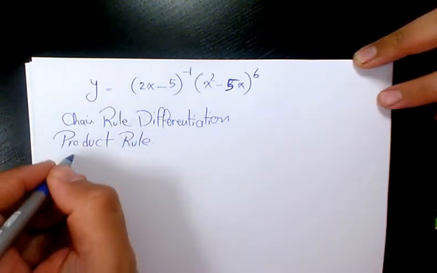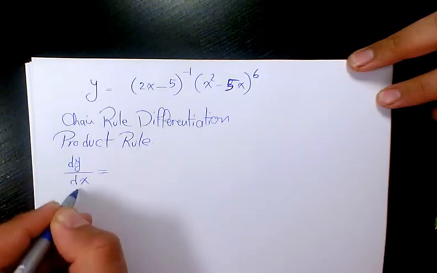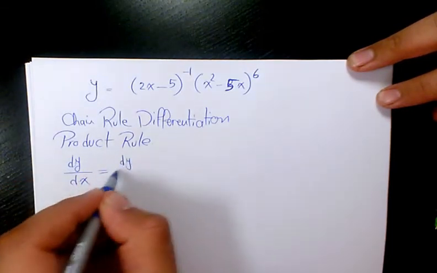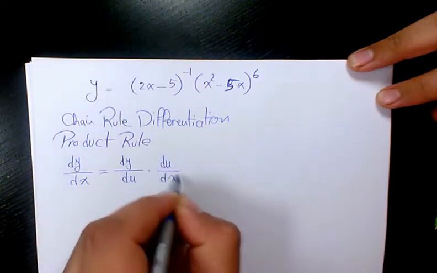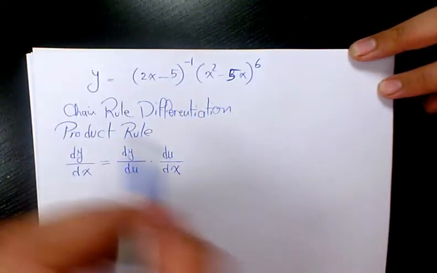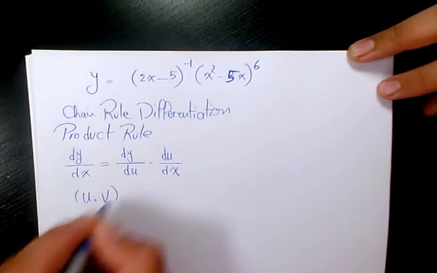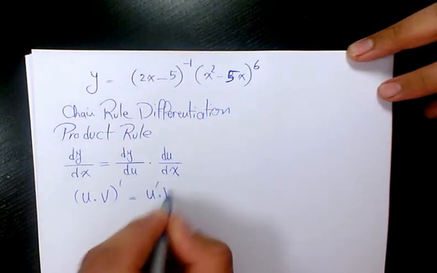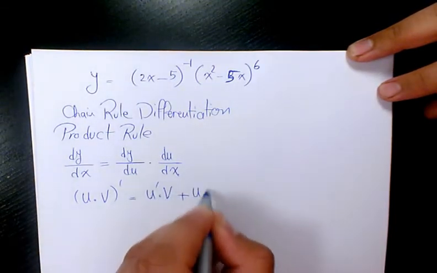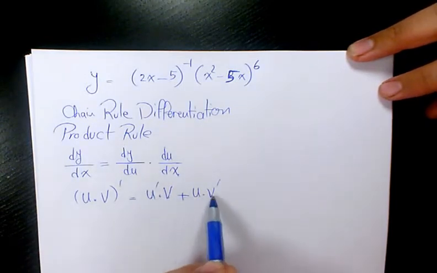Chain rule is saying that dy/dx, which is the derivative of y with respect to x, is going to be the derivative of y with respect to u times the derivative of u with respect to x. On the other hand, product rule is saying that whenever you have u times v and you want to find the derivative, that's going to be u prime times v plus u times v prime. So it's going to be the derivative of the first one times the second plus the first one times the derivative of the second.